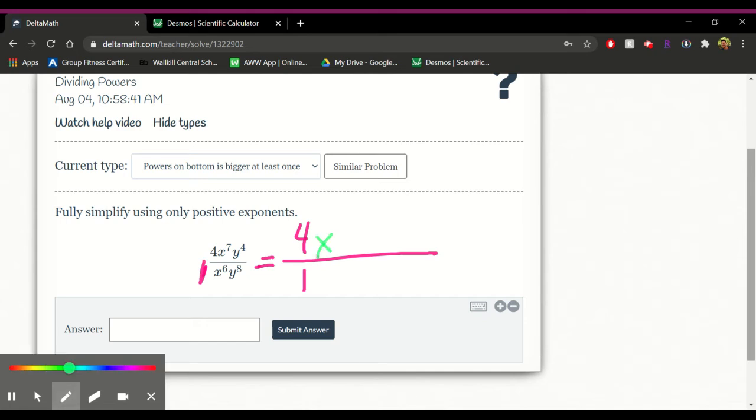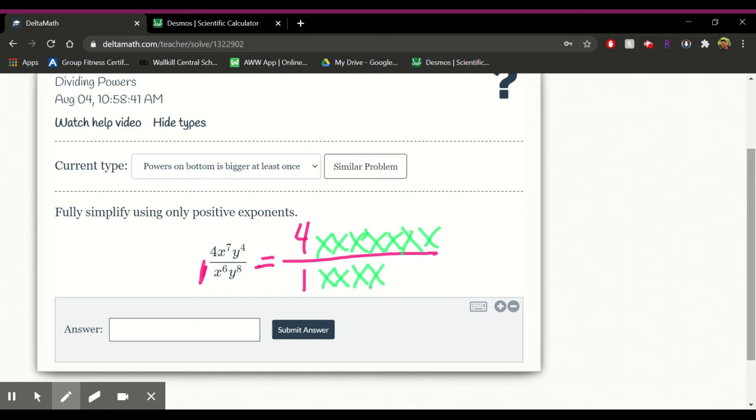We have 7: 1, 2, 3, 4, 5, 6. My pen is not working. 1, 2, 3, 4, 5, 6, 7. And then 6 on the bottom: 1, 2, 3, 4, 5, 6. Okay, now the y's. All right, you got 4 up top, 8 on the bottom. Oh, that's a little different. 1, 2, 3, 4. 1, 2, 3, 4, 5, 6, 7, 8.